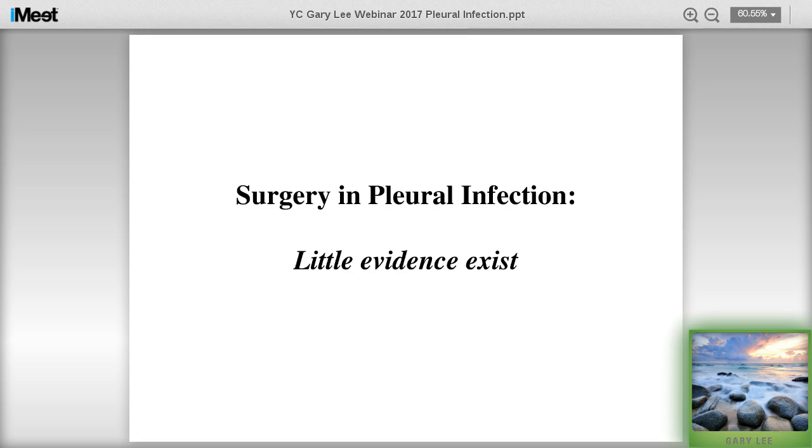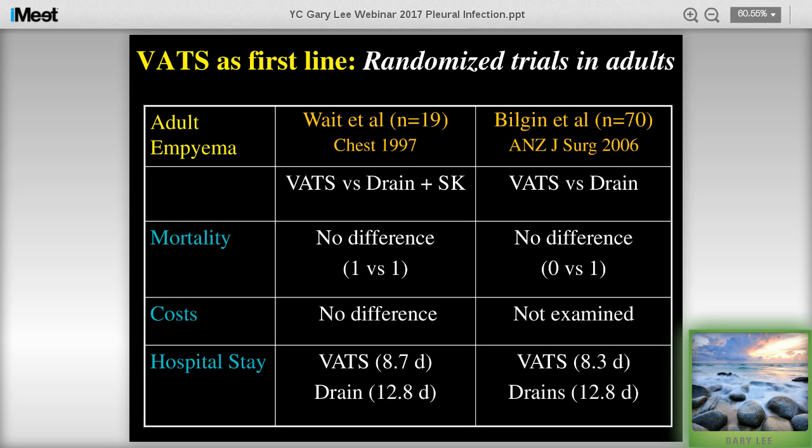And the role of surgery in pleural infection has always been debated. If you actually look at the literature, there's very little evidence. These are the only two clinical trials that have compared surgery to chest tube drainage plus or minus fibrinolytics alone. The most famous series is this one, and it does tell you that if you have a very good idea, you don't actually need to do a lot of work.